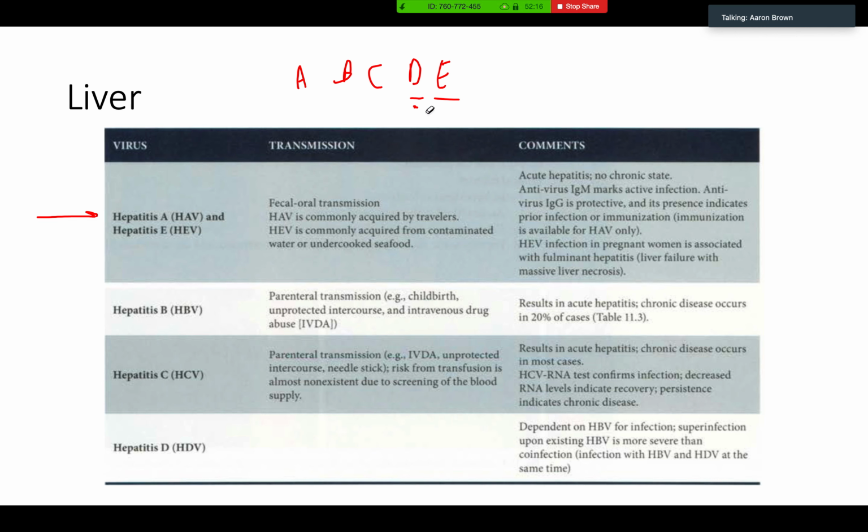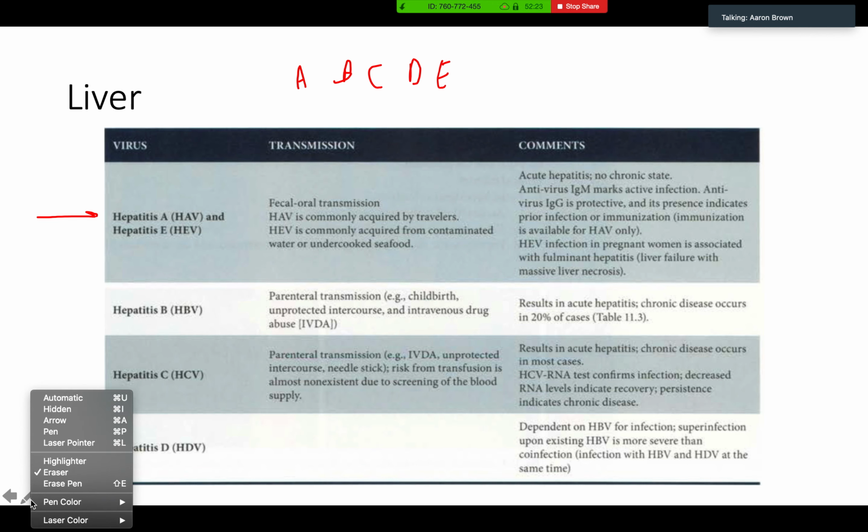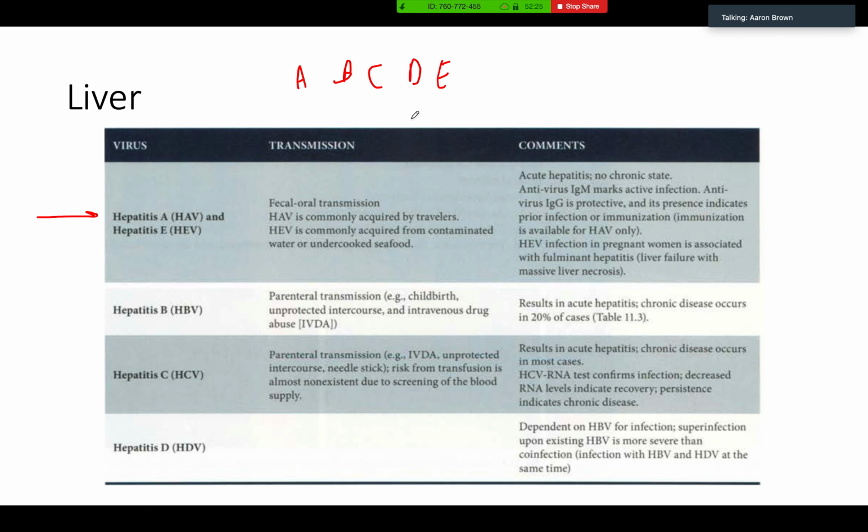Okay, so first we'll start off with the acute hepatitis. When it comes to hepatitis B, does that tend to be acute or chronic? Okay. Hepatitis B can be chronic, but it tends to be more acute than chronic. The breakdown is about 80% of the time it's acute and 20% of the time it's chronic.